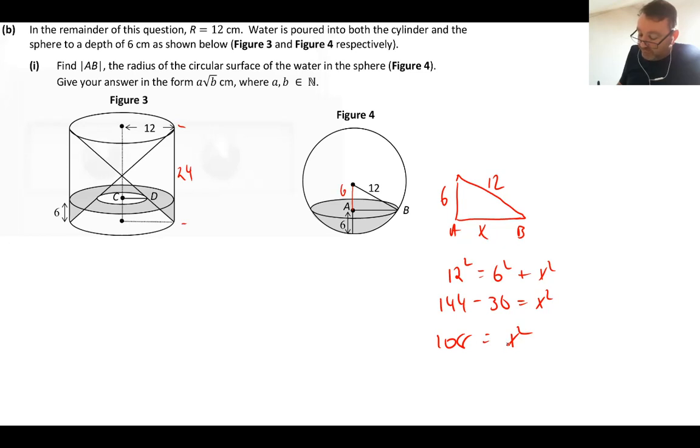So when I get the square root of both sides, x will be equal to the square root of 108, which your calculator will tell you is 6 root 3. Now just check, it is in the form of a root b, and both a and b are elements of natural numbers. Yeah, so that answer is perfectly acceptable.